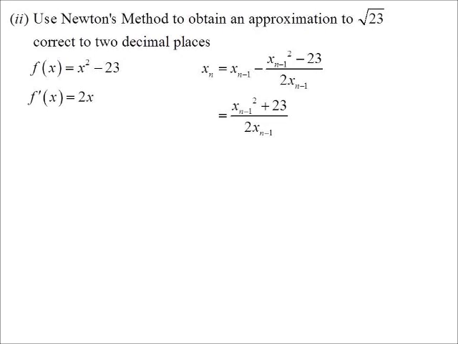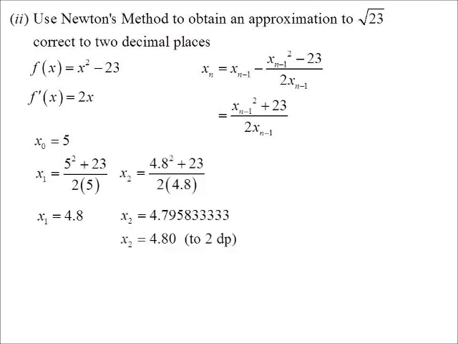Now, I need a good first approximation. Yes, the calculator button has broken, but I do know that the square root of 25 is 5, and the square root of 16 is 4. The answer must be somewhere between 4 and 5. Well, 23 is closer to 25 than this 16, so I'll probably go 5. So sub 5 in, we get 5 squared plus 23 on 2 times 5, 4.8, or 4.80 to 2 decimal places. Okay, let's try again.